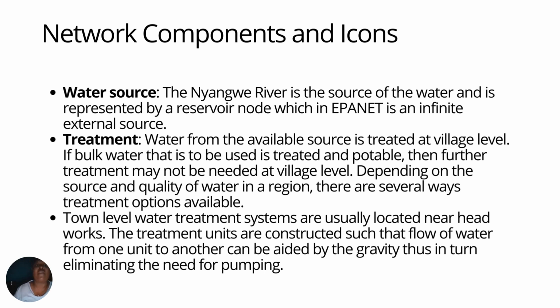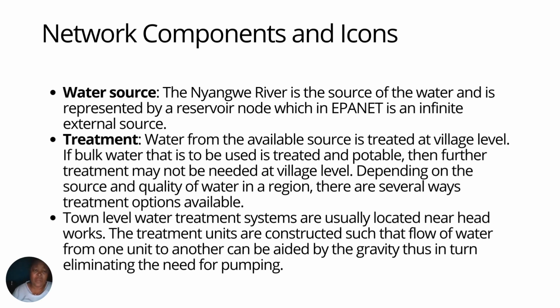So now water from the available source, water from the river, is treated at the village level. If bulk water to be used is treated and potable, then further treatment may not be needed at the village level. Now, depending on the source and quality of water in a region, there are several ways to treat water.